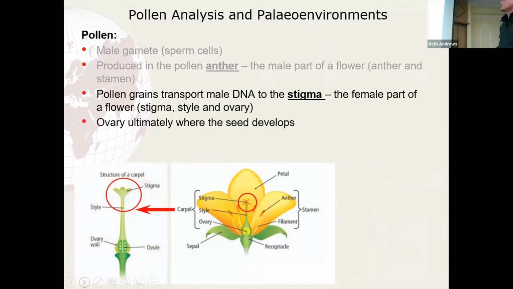The pollen grains transport the male DNA to the stigma, which is the female part of the flower, and the female part comprises the stigma, the style, and the ovary. That's basic biology, of course. And it's the ovary ultimately where the seed is produced. This is where undergraduates really get confused because they equate pollen grains with seeds. A year 3 essay, I kid you not, said pollen grains land on the ground and take root. No, not at all like that.